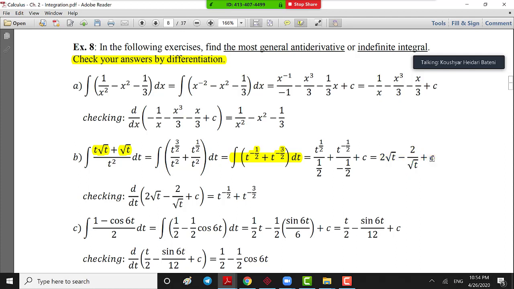And you check the result of your integration by calculating its derivative. We see that the result of differentiation of our solution to the integral is the same as the integrand. So we've done the integration correctly.